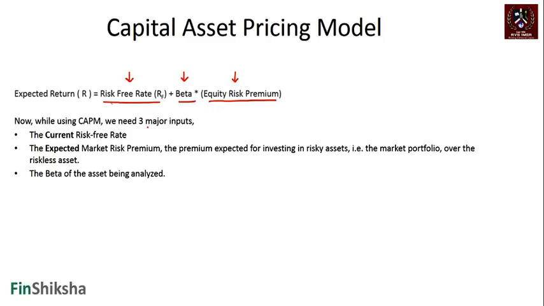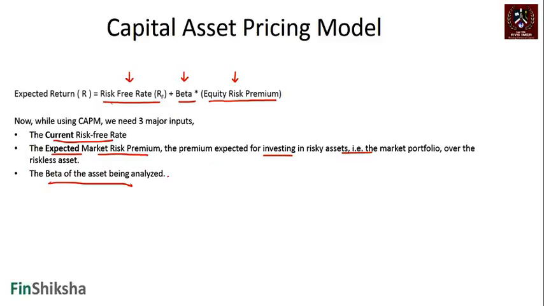So we need three major inputs. The first input is the current risk-free rate. Note the emphasis on the current risk-free rate that is needed. The second input is the expected market risk premium, not necessarily the historical risk premium. This is the premium expected for investing in risky assets, the market portfolio, versus the riskless asset. And then the beta of the asset or stock being analyzed. That is what broadly gives us the expected return.